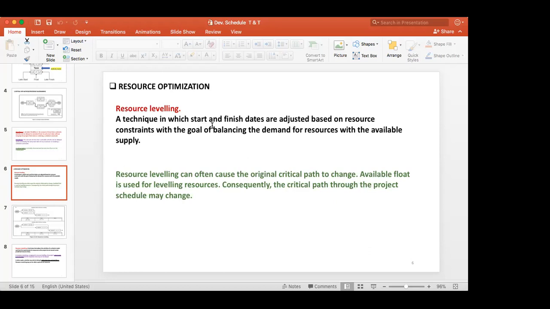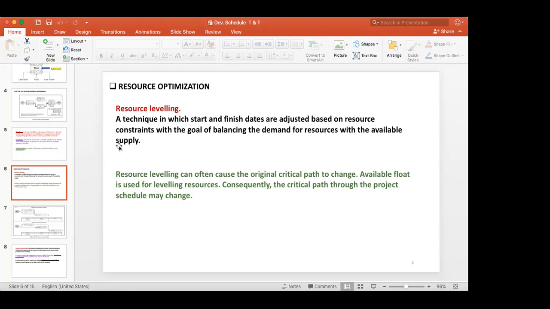A technique in which start and finish dates are adjusted based on resource constraints. You will have a problem with the resource. If you want to complete some work within 3 days, you need 5 resources. But if your company has only 3 resources, you will have to adjust the dates to suit the requirement and the availability. Otherwise, you have to wait for some other work to be finished, so you have to adjust the starting date.